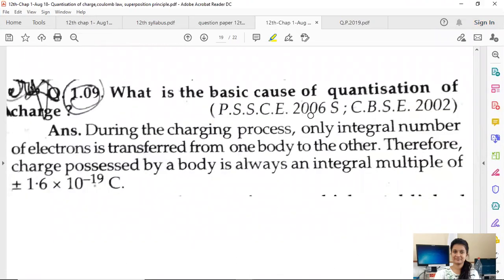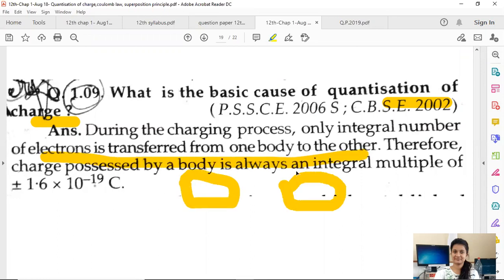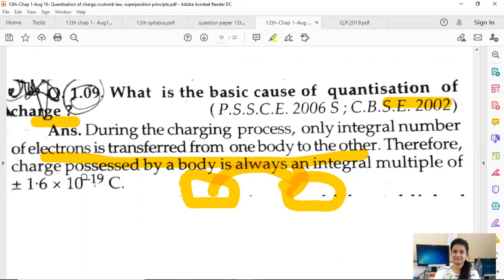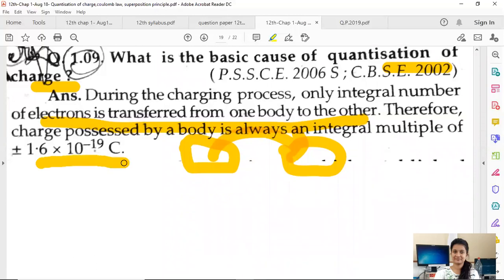The next question is, what is the basic cause of quantization of charge? During the charging process, only an integral number of electrons is transferred from one body to another. According to quantization of charge, you can count the number of charges transferred from one body to another. Therefore, the charge possessed by a body is always an integral multiple of the elementary charge.